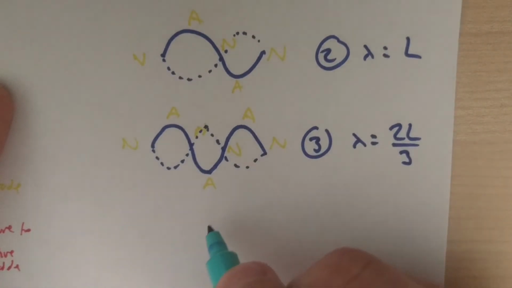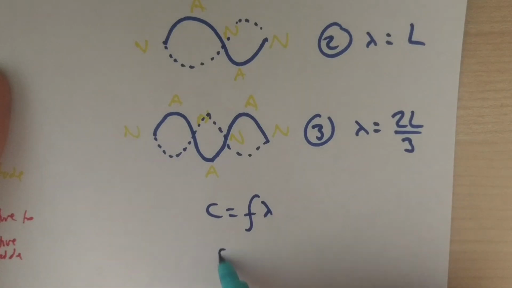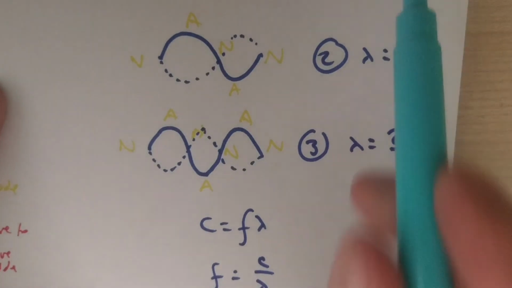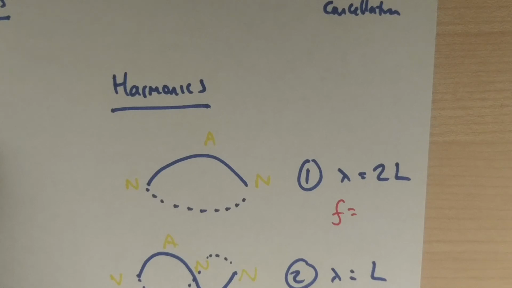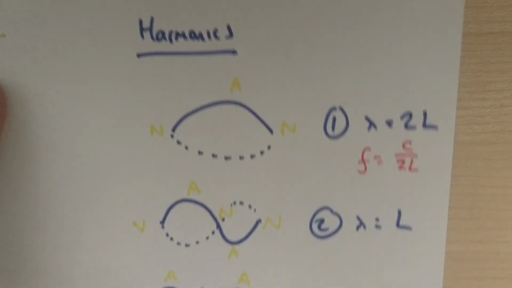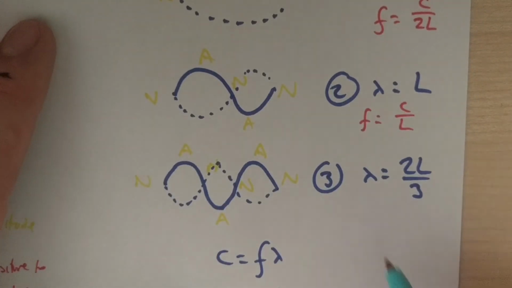We can also apply our wave equation, c equals f lambda. So f will be c over lambda. And if we apply that into this equation here, we can say that the frequency of our first harmonic will be c over 2L. The frequency of our second harmonic will be c over L. And the frequency of our third harmonic would be 3c over 2L.